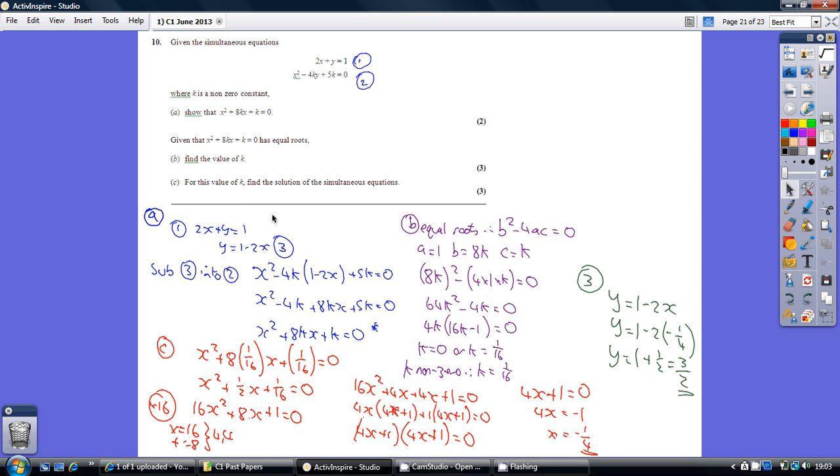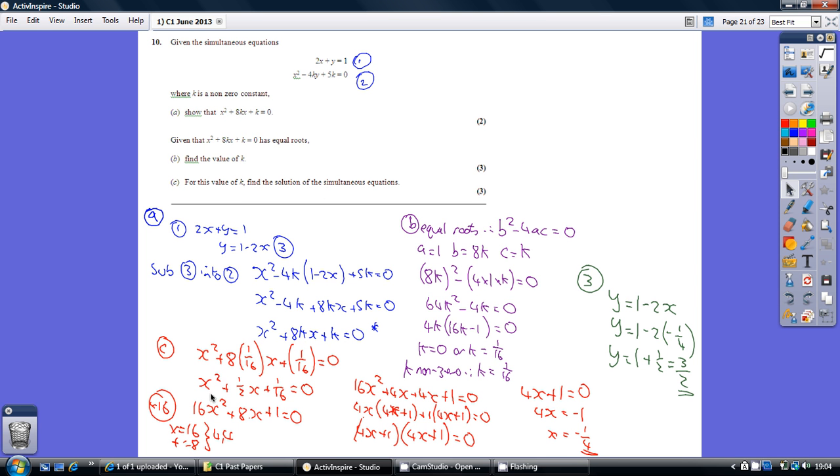Now for part C, we've got to find the value of k. For this value of k, solve the simultaneous equations. So we might as well just focus in on this part from A, x squared plus 8kx plus k equals 0, substituting in a 16th. Doing so, this just gives us an equation involving x which we can solve.